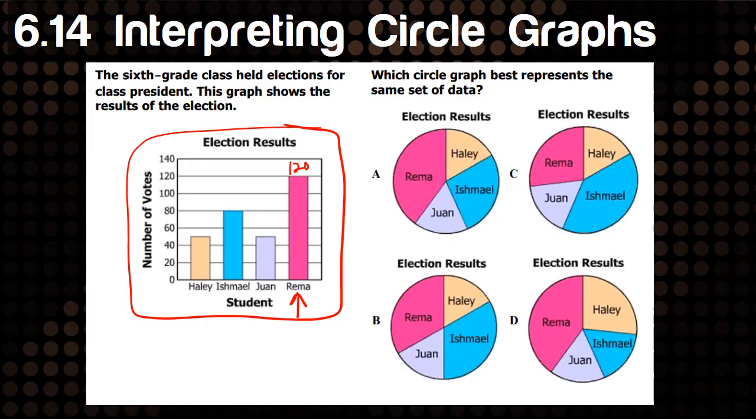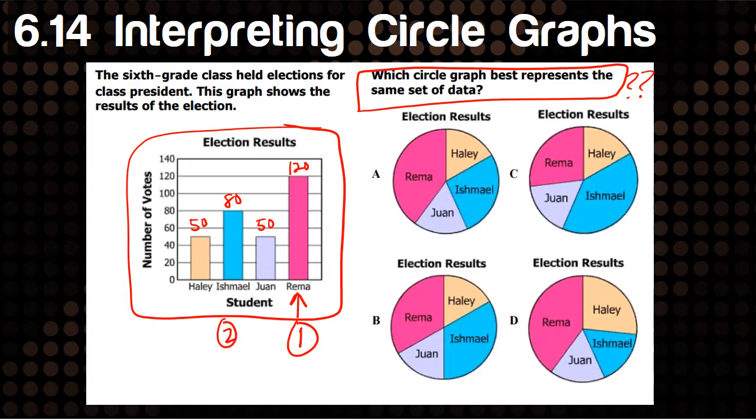Our friend Ishmael received 80 votes here. And then you have Juan and Haley. It looks like they both received 50 votes here. And so the question is, which circle graph best represents the same data? So we have to figure out which one shows that Rayma had the most votes, that Ishmael had the second amount of votes, and that our friends Juan and Haley both have the same percentage.